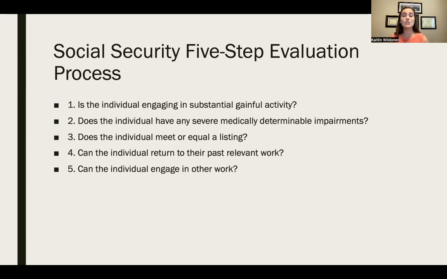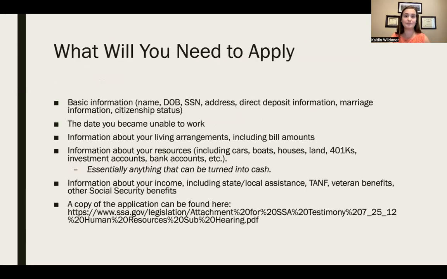Okay, so there's basically 2 different ways to win a disability case. Number 1 is at step 3, where you meet or equal one of their listings. And then the other way is at step 5, when they look to see, can you engage in any other work? If not, then you'll be approved at step 5.